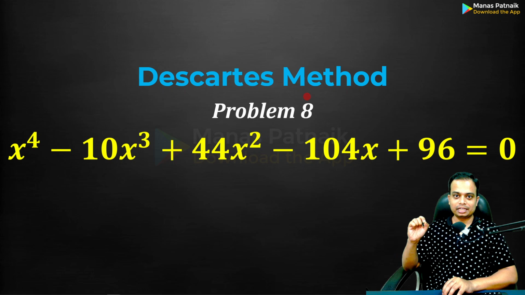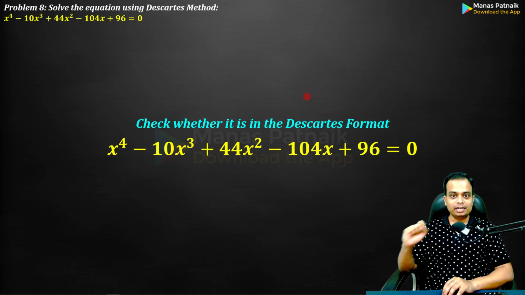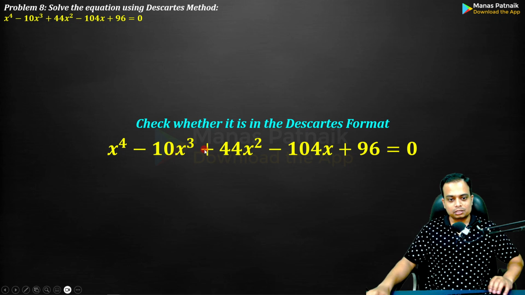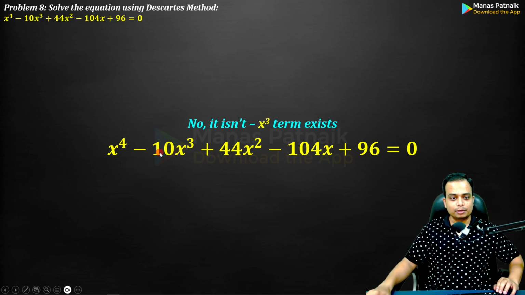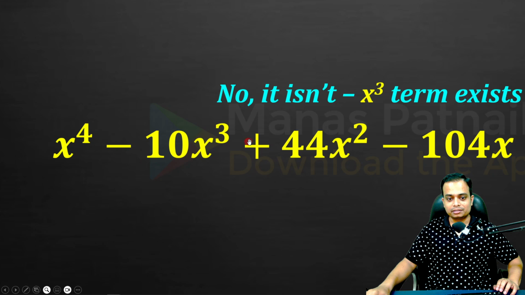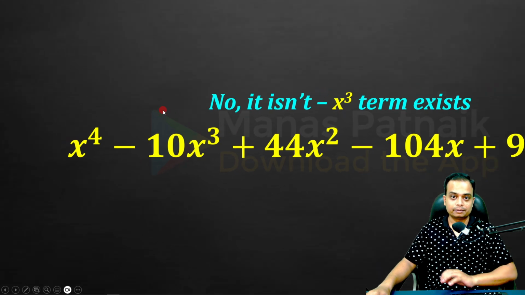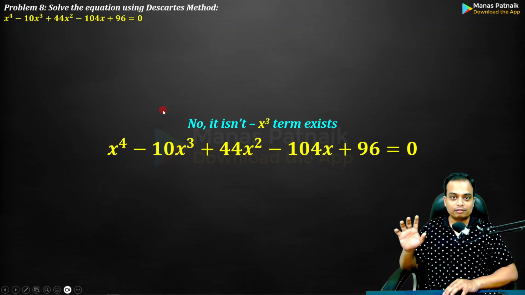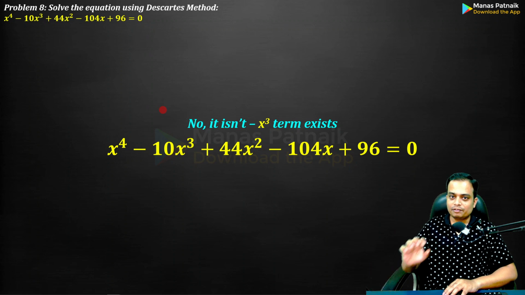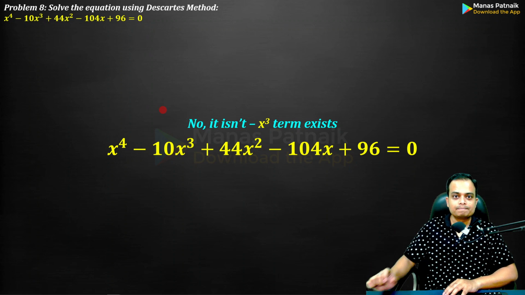What is the first thing that we need to do, sir? What we need to do is to work out whether it is in the format or not. Sir, this is not in the Descartes format. Why? Because we can clearly see that there is this x cube term which exists. So we need to get rid of this term. How do we do that? Sir, we can actually diminish the roots by h.